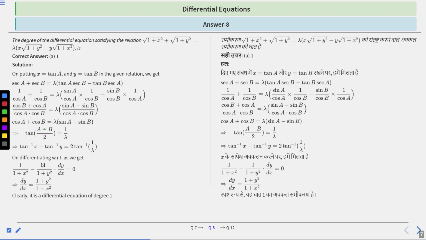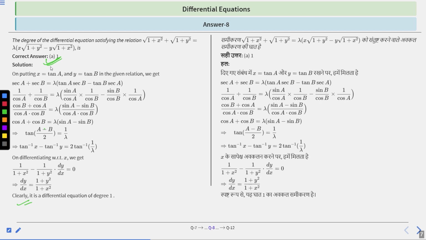Clear? Now, on differentiating both sides with respect to x, we will get 1 by 1 plus x square minus 1 by 1 plus y square into dy by dx equal to 0. Therefore, dy by dx is equal to (1 plus y square) upon (1 plus x square). Right, clearly it is a differential equation of degree 1. You can easily conclude, okay? Therefore, option A, 1, is the right choice.